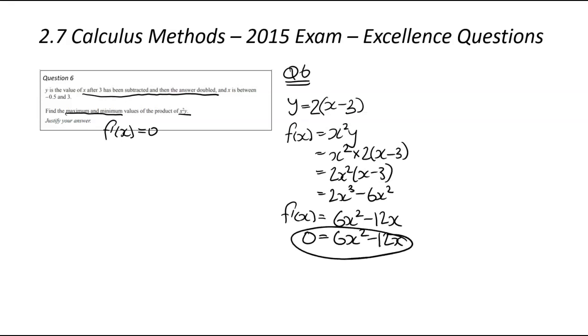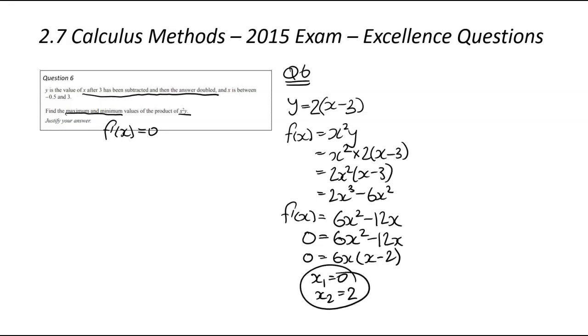We're now going to solve for x. So this is a quadratic. I'm going to look to factorize because I can see some 6's in common. 0 is equal to 6x, x minus 2. Our first answer for x is equal to 0, and our second answer for x is equal to positive 2. Now, these relate to the x values, but they don't give us the overall product. So what I'm going to do is substitute both of these values back into the function to find out what the product would actually be.